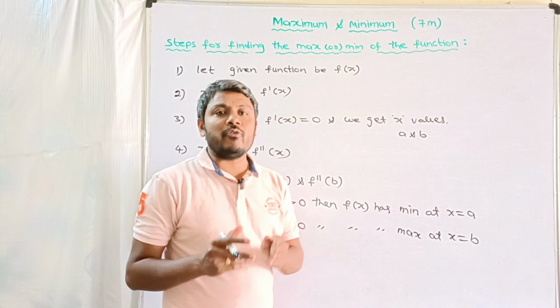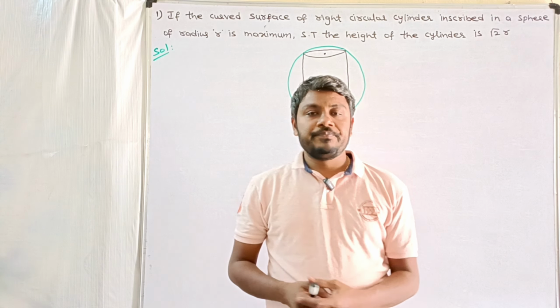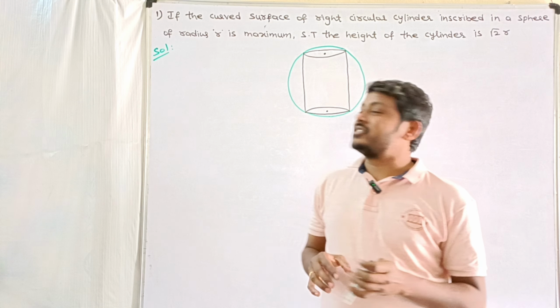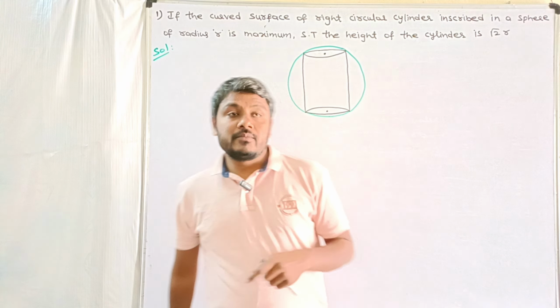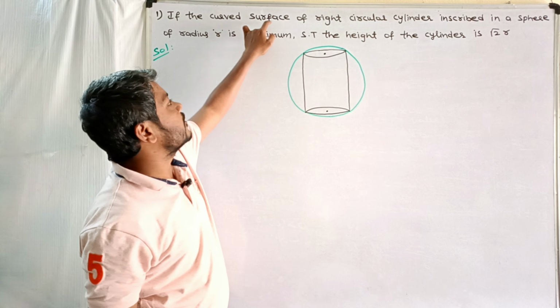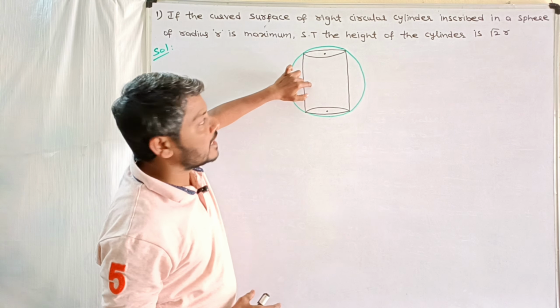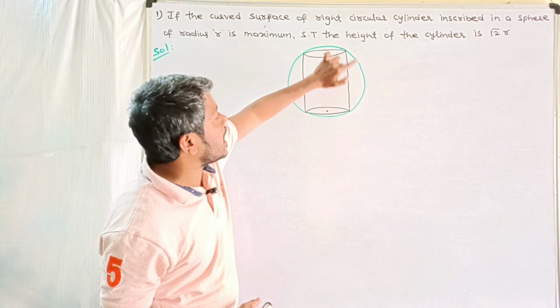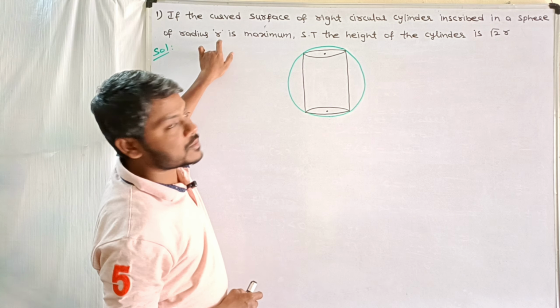So based on this we have a few problems. We will discuss the problems. See the first question. This is a very important question. See the solution. If the curved surface of a right circular cylinder, so clearly this is the cylinder, which is inscribed in a sphere of radius small r.